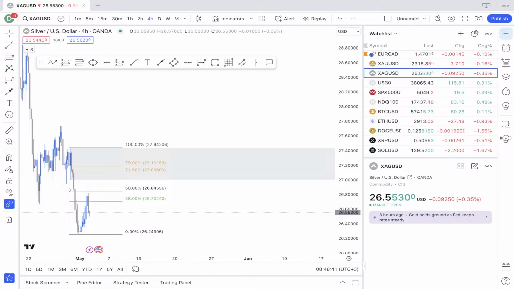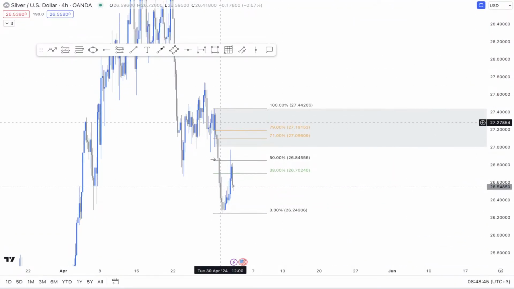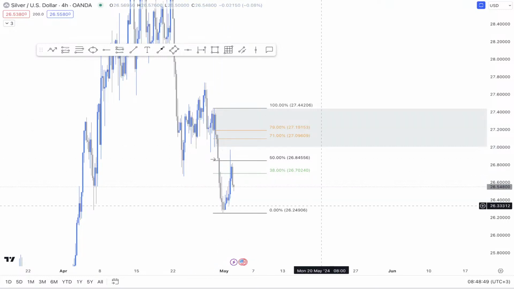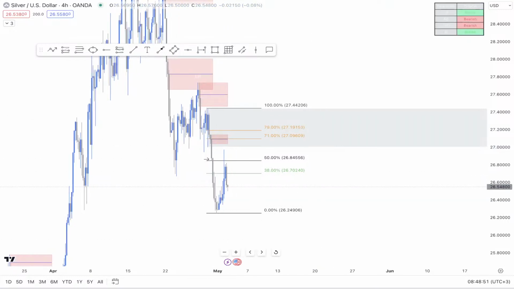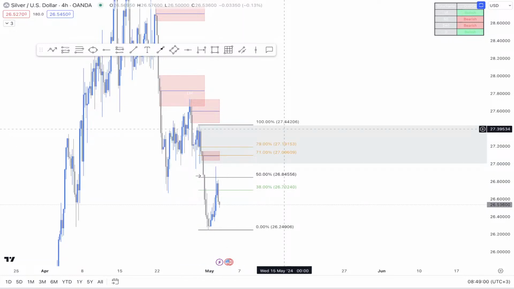On silver though, I was able to identify a bearish opportunity. Right here we have a textbook break towards the downside caused by this bearish leg. After the break, imbalance was left behind. I was able to identify this unmitigated order block that is lining up with this bearish trader order block, as we can see, and they are both lining up with the area of interest of this bearish range.